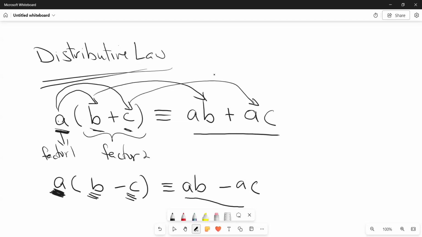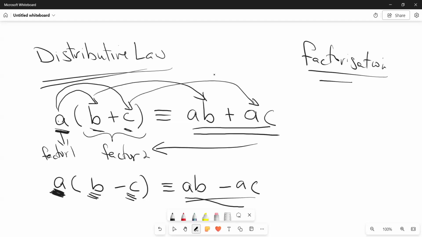Yes, sir. Yeah, so you multiply what's in front by everything inside. This is a very useful tool when it comes to solving equations and so on, right? However, factorization is the opposite of the distributive law. It's the very opposite. You are taking this sum and you are writing it as a product. You're taking this difference and you are writing it as a product.